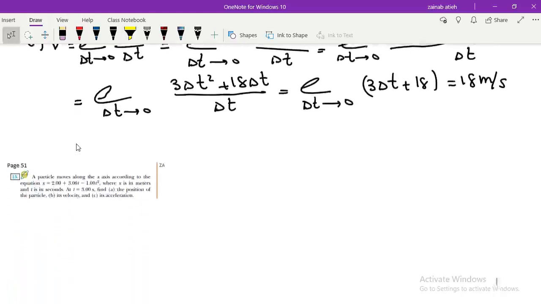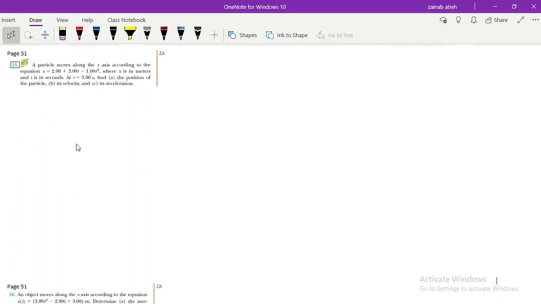Okay, this problem is on page 51. It's problem 15. Problem 15 says a particle moves along the x-axis according to the equation. We have an equation, x as a function of time: x equals 2 plus 3t minus t squared, where x is in meters and t is in seconds. At t equals 3, find A, position, B, velocity, C, acceleration. He gave us a time, we have to find position, velocity and acceleration.